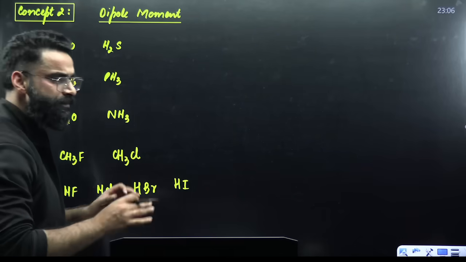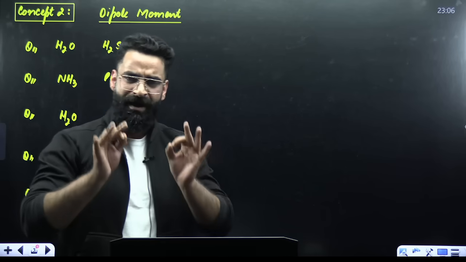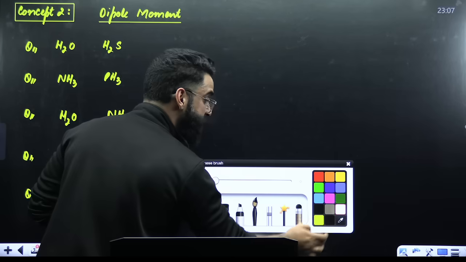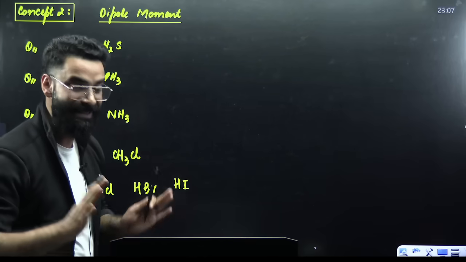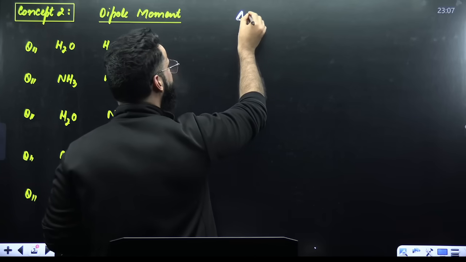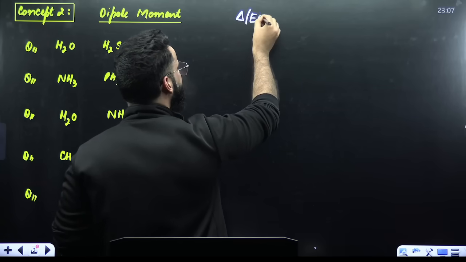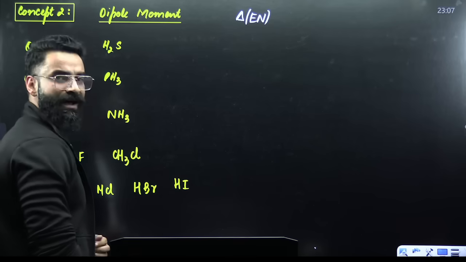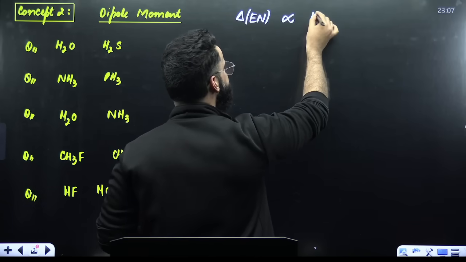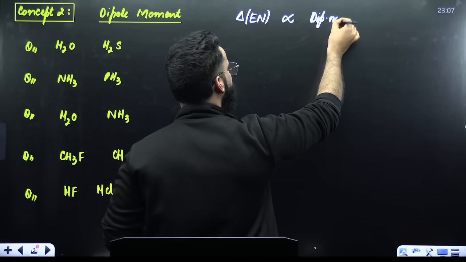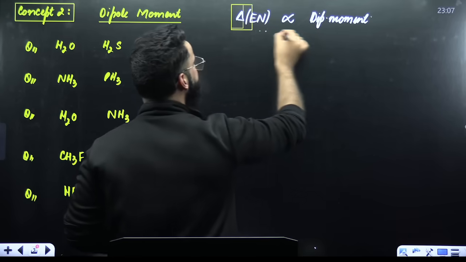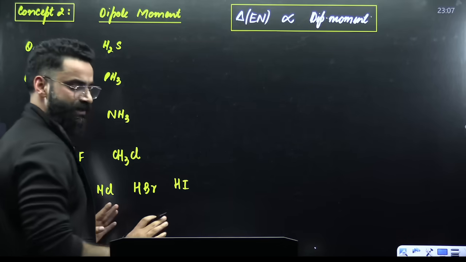What is that? Questions based on dipole moment. My dear students, whenever you are given molecules like this and you are supposed to check which molecule has more dipole moment and which has lesser dipole moment, the first thing you'll always check is the electronegativity difference between the atoms. Remember, the more the electronegativity difference between the atoms, the more the dipole moment is going to be. This is the first condition you are supposed to remember.